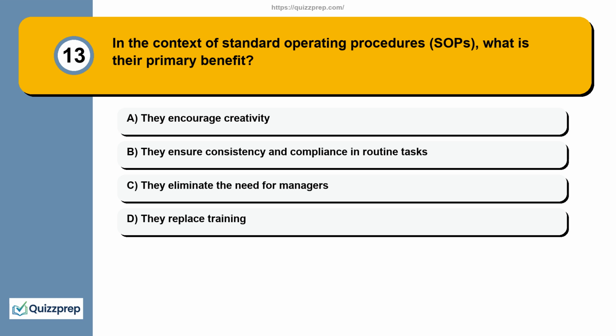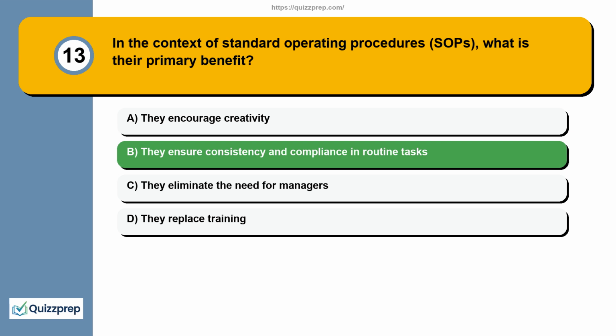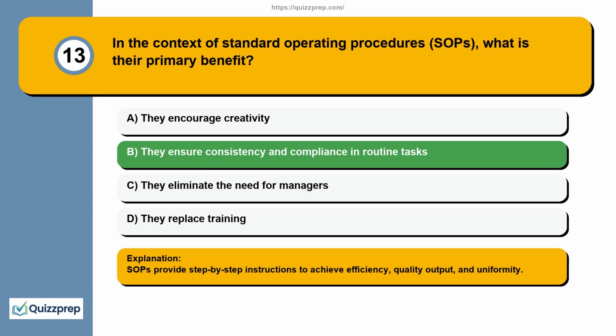Question 13. In the context of standard operating procedures, SOPs, what is their primary benefit? Here are your options. Option A. They encourage creativity. Option B. They ensure consistency and compliance in routine tasks. Option C. They eliminate the need for managers. Option D. They replace training. The correct answer is option B. They ensure consistency and compliance in routine tasks. Explanation. SOPs provide step-by-step instructions to achieve efficiency, quality output, and uniformity.